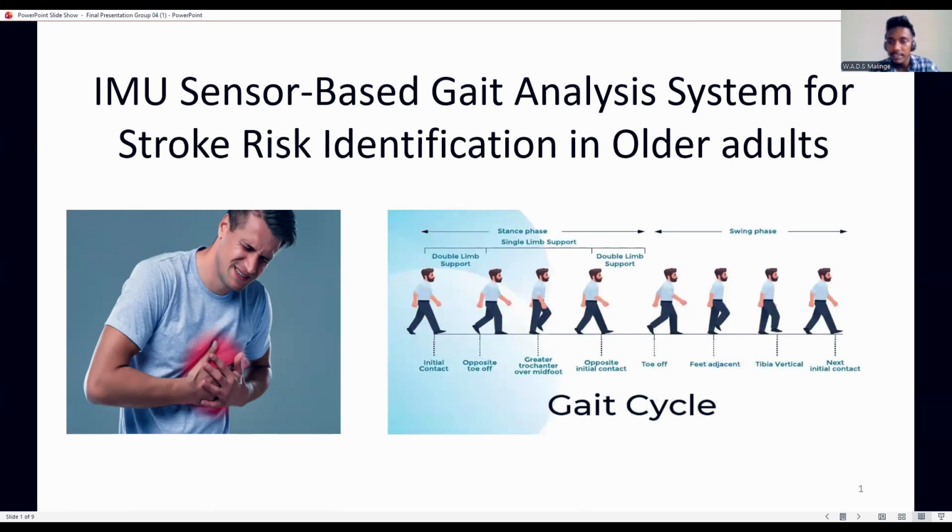In this picture, you can see the gait cycle, how the gait cycle starts and how it ends. As shown here, the gait cycle includes different phases such as stance and swing. By analyzing these patterns, we can identify abnormalities. In this project, we use wearable IMU sensors to capture walking data and analyze it to detect stroke at an early stage.